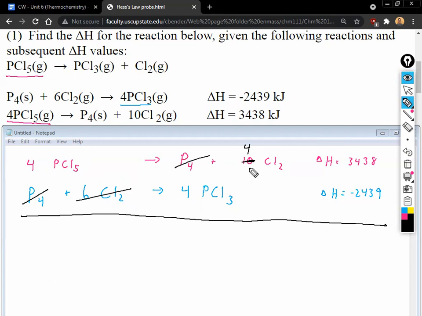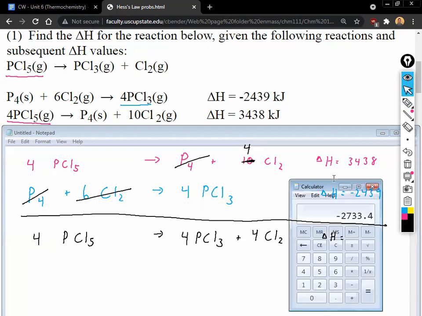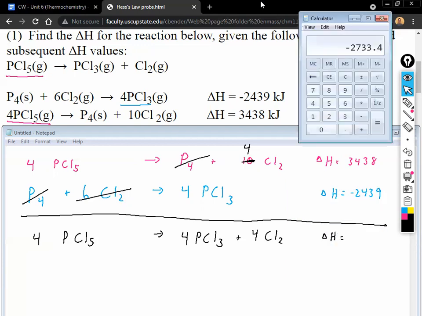So what we can do is combine these equations. We're going to copy down everything on the left. The only thing on the left that's left over is 4 PCl5. On the right side, we're going to have 4 PCl3 and 4 Cl2. Now we also want to make sure that we find the sum of the enthalpy. So I'm going to add those together. 3438 minus 2439. So the change in enthalpy will be 999.